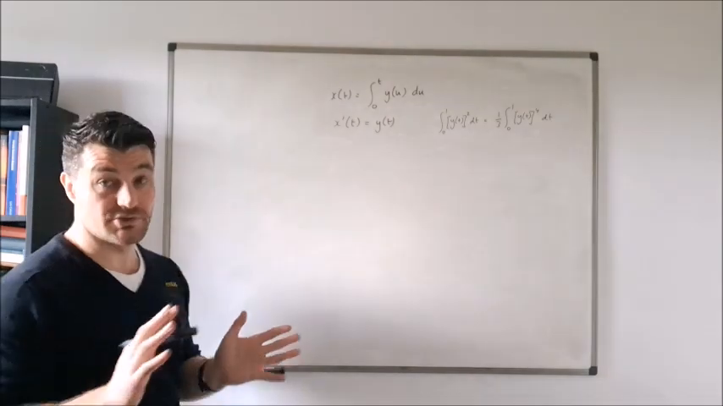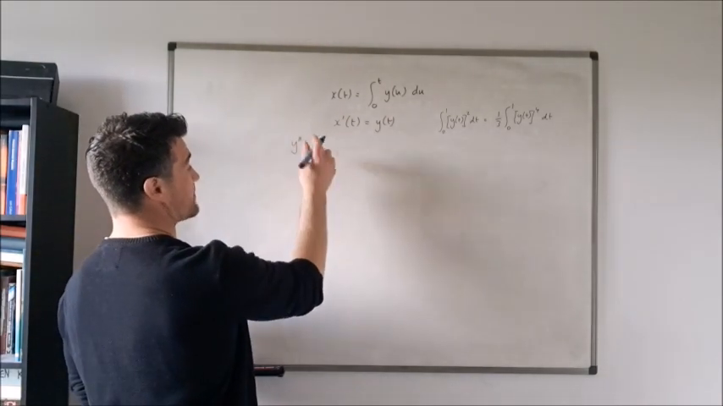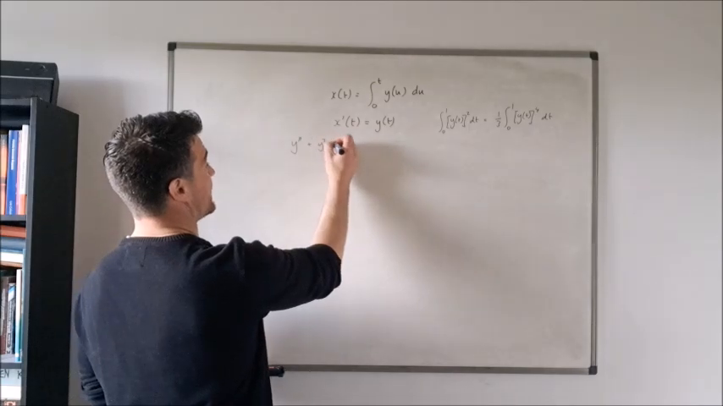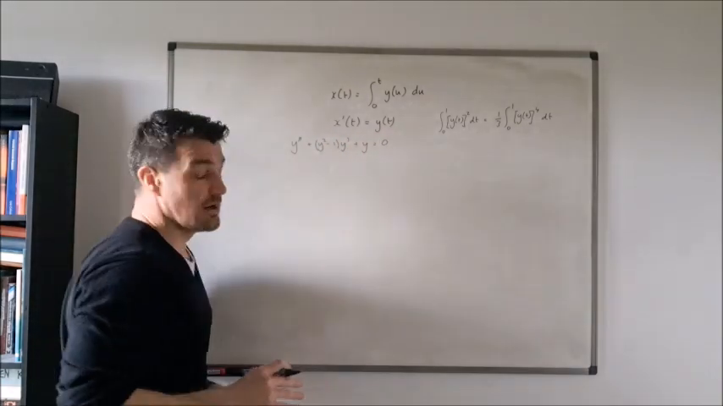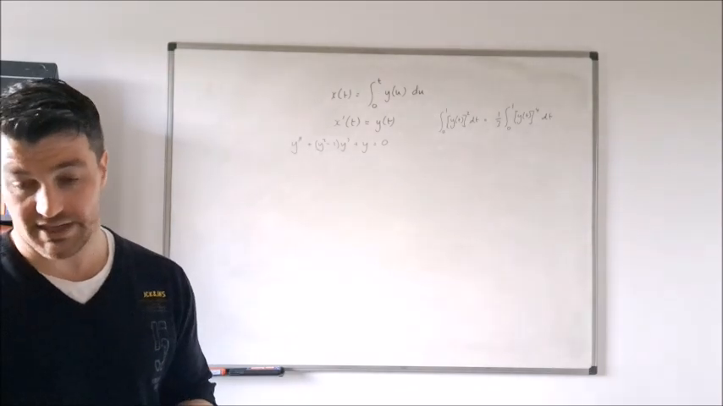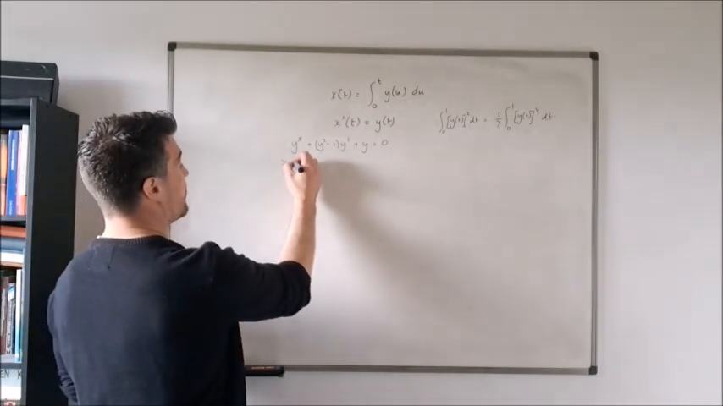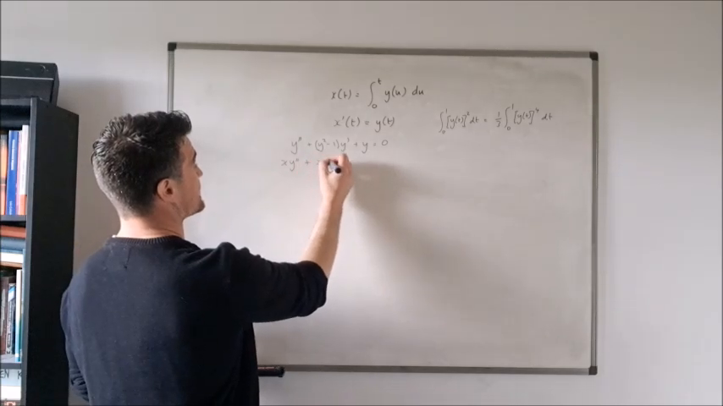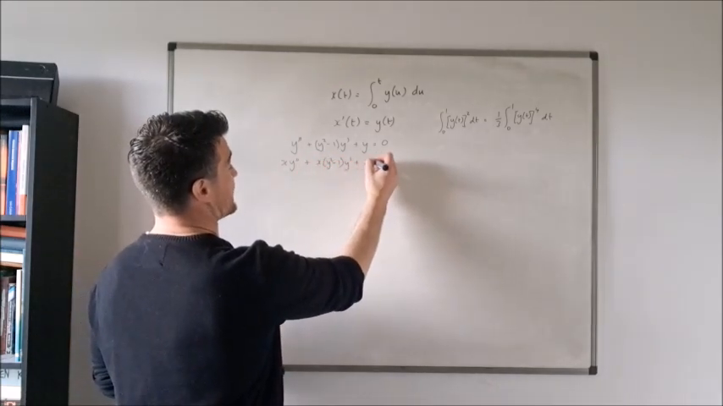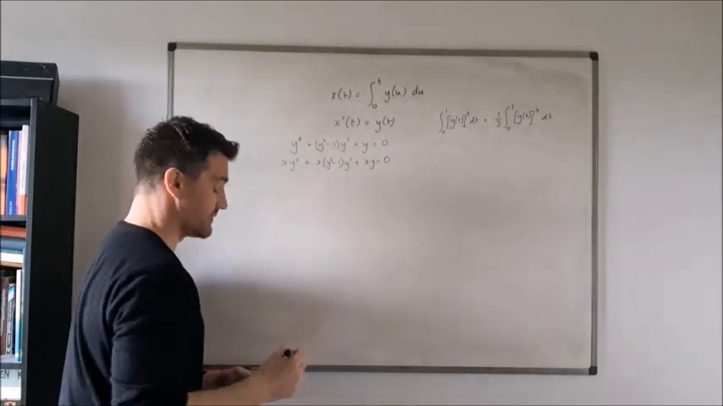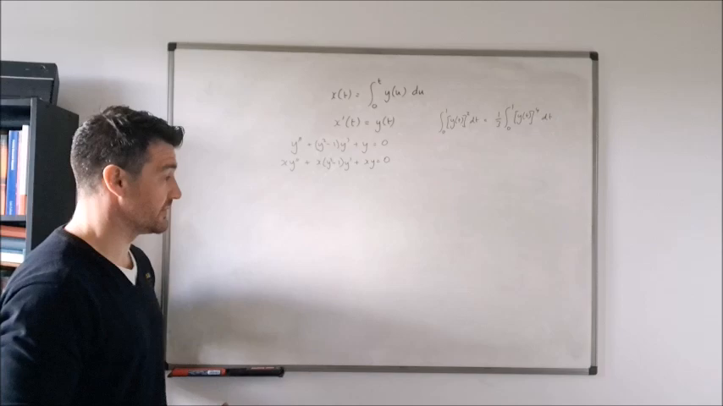So let's do what we're told. Just to clarify, the differential equation that we've got is y double primed plus y squared minus 1 times y primed plus y is equal to 0. We're told to multiply through by x of t. So that's going to give us x y double primed plus x times y squared minus 1 times y primed plus xy is equal to 0. Of course, x times 0 is just equal to 0.